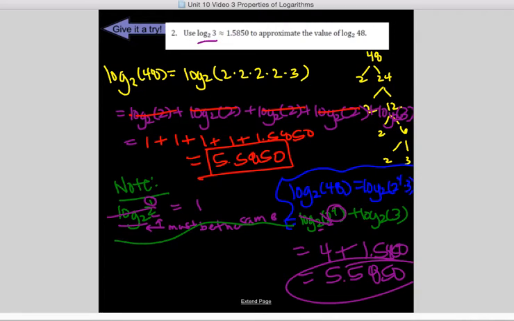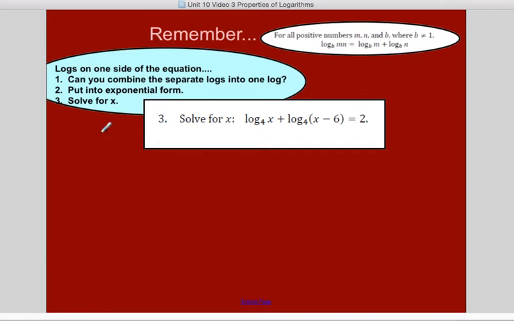Okay. Example 3 then. We need to solve this logarithmic equation. It says logs on one side of an equation, you combine the separate logs into one, and then you put it into exponential form and solve for x. So what we're doing now is we have something with addition here, and I'm going to rewrite it with multiplication. That's the first thing you need to do. In order to solve, you have to make it one log on each side. So I would have log base 4 of x times x minus 6 equals 2.